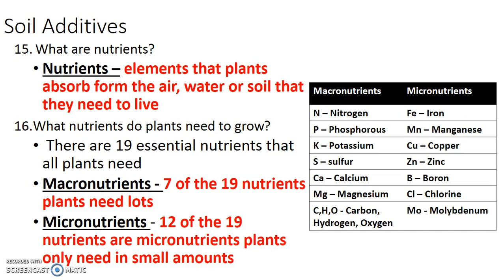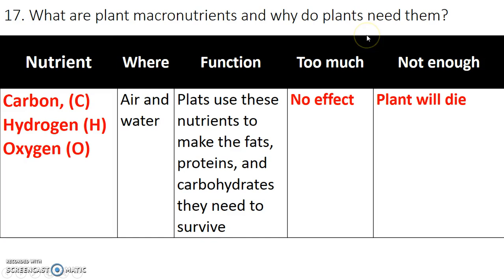Macronutrients and micronutrients are both elements that plants need to live and thrive. The difference is plants need more macronutrients than they do micronutrients. So those are the ones that you're going to add to soil in the form of fertilizer. And this is literally what fertilizer is. It is actually these elements.